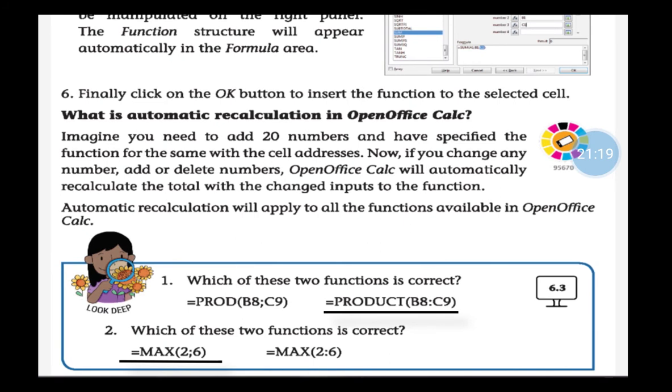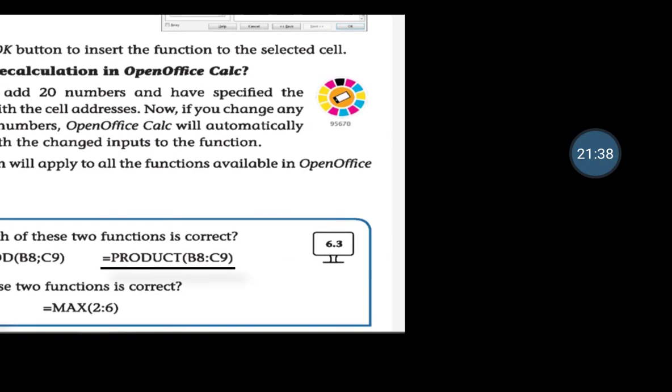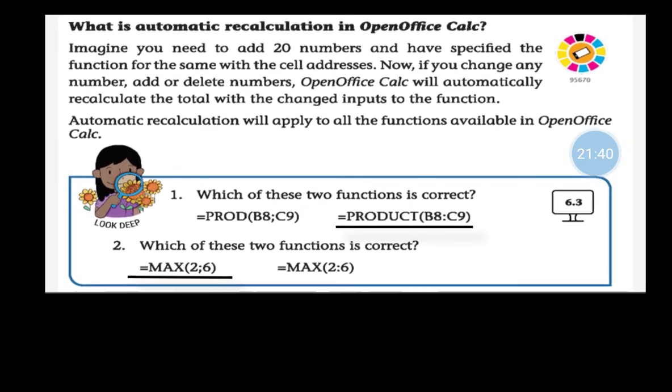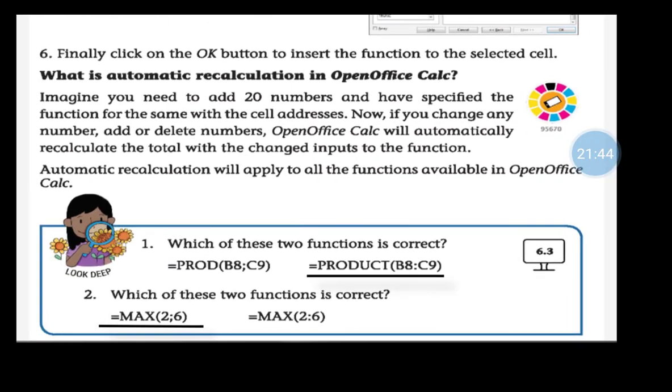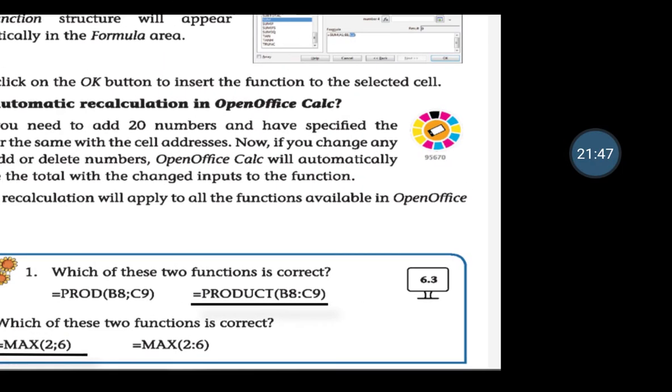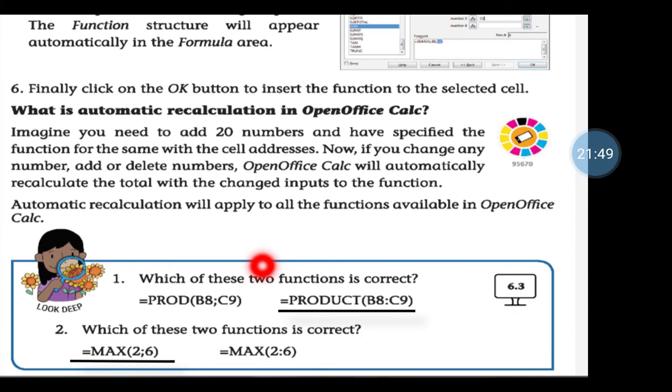Next, this is one activity, look deep activity. Here, which of these two functions is correct? There are two formulas here, and you have to find which one is correct. Here, product, you have already seen this product function. So you see here which one is correct. Yes, this is the correct one.